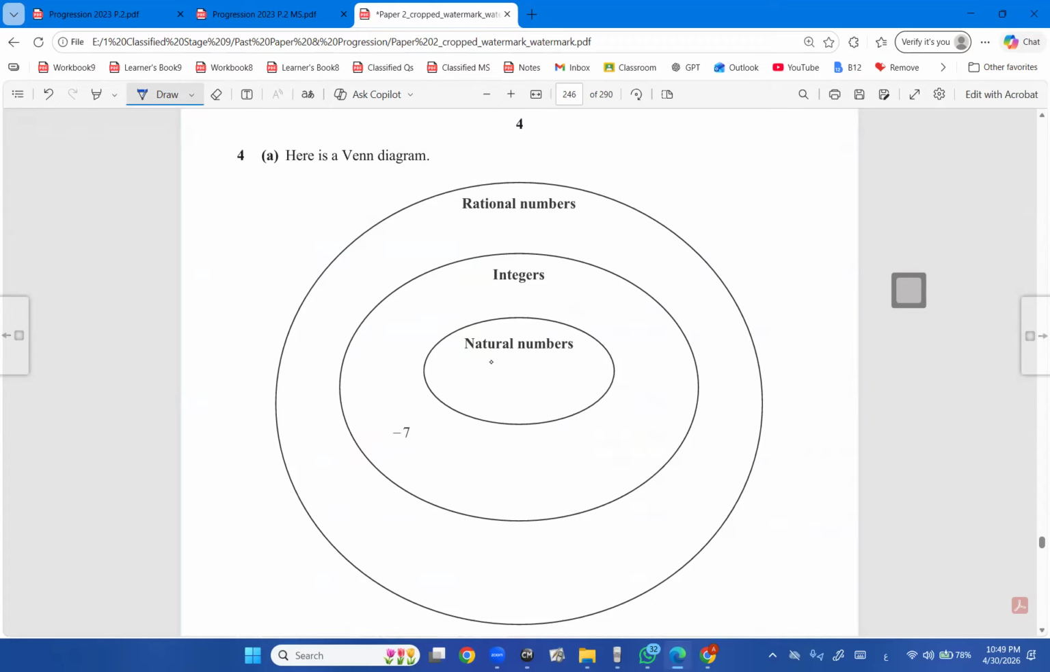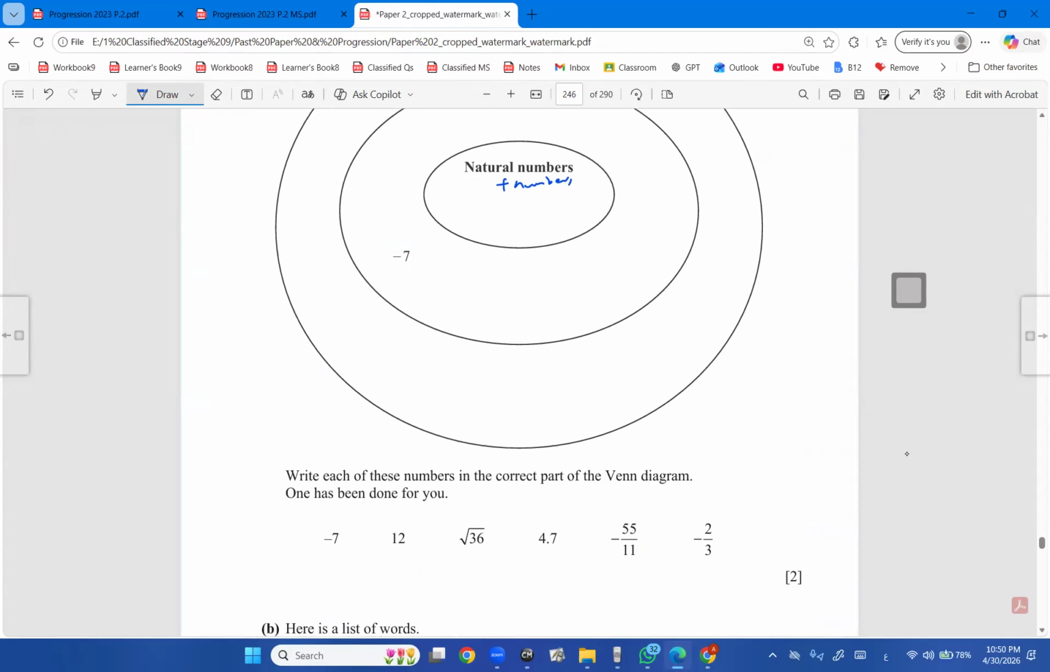Natural numbers are only positive whole numbers. So this is only positive numbers, only. While the integers, any whole number, positive, negative, or zero. Rational numbers, any number that can be written as a fraction, including the recurring decimals. So let's see about the list over here.